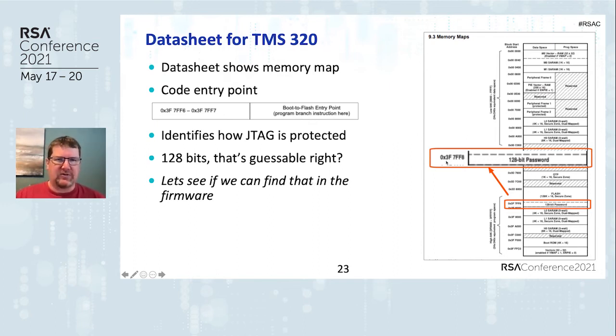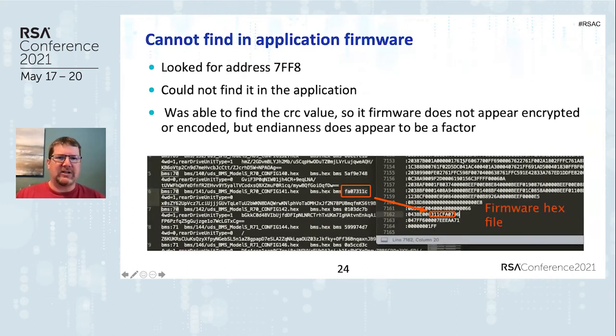We can see that it's stored at 7FF8. So what I did is look in the address portion of this to see if I could find the 7FF8. No, we have the code entry point at 7FF6, but 7FF8 was not actually in there. But the CRC value was. That was something I thought was pretty interesting.